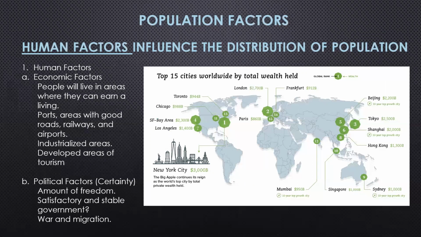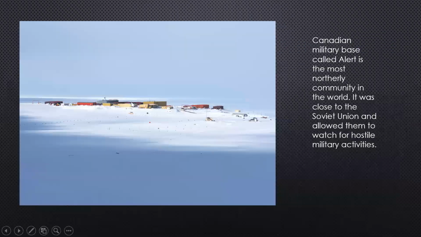There are political factors that influence where people live. People want certainty in their lives, a certain amount of freedom, satisfactory and stable government. If there's war, obviously people are going to want to leave and migrate towards more secure areas. And sometimes there are other political reasons why populations move where they do, like this Canadian base called Alert, the most northerly community in the world, at least before the Soviet Union dissolved. It was close to the Soviet Union and allowed Canadians and Americans to watch for hostile military activities.